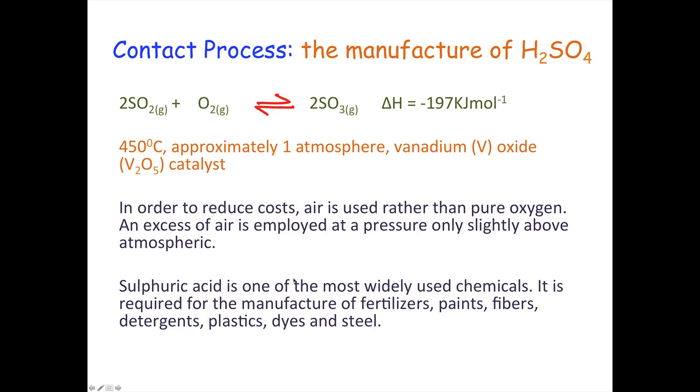Now, sulfuric acid is one of the most widely used chemicals. It is required for the manufacture of fertilizers, paints, fibers, detergents, plastics, dyes, and steel.